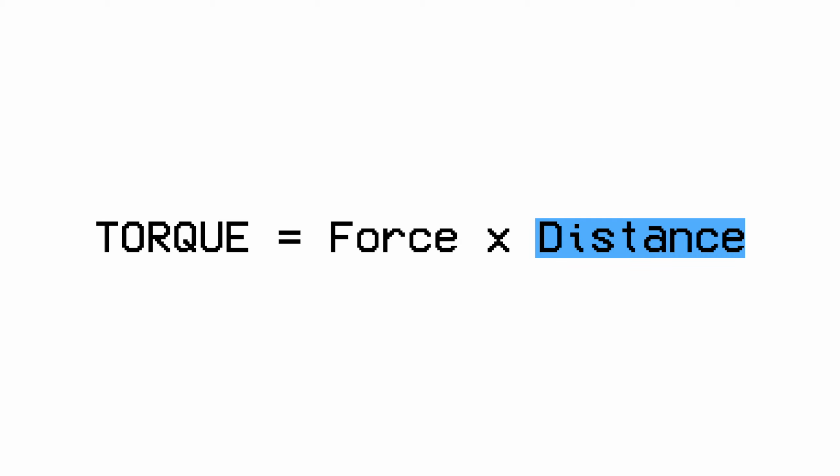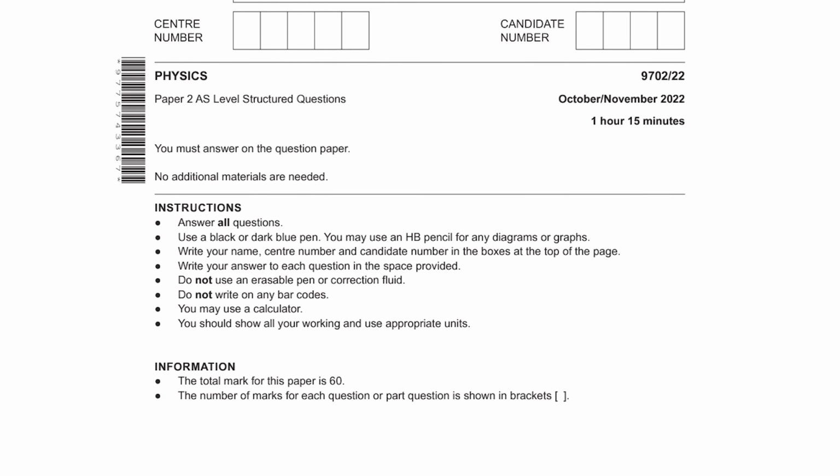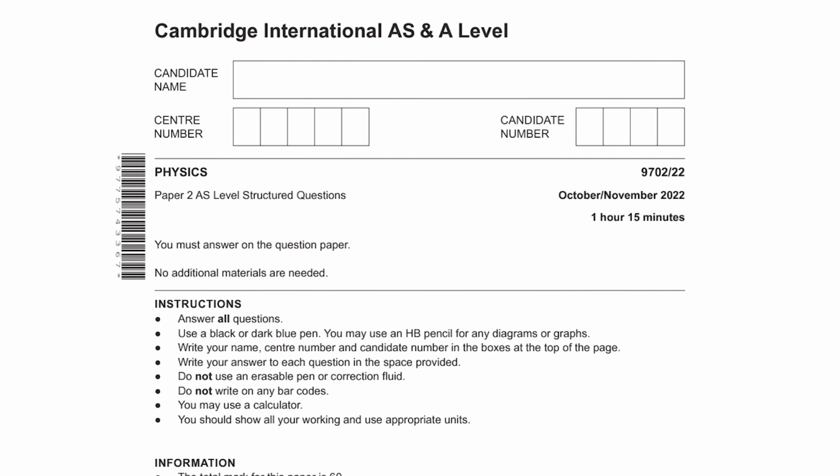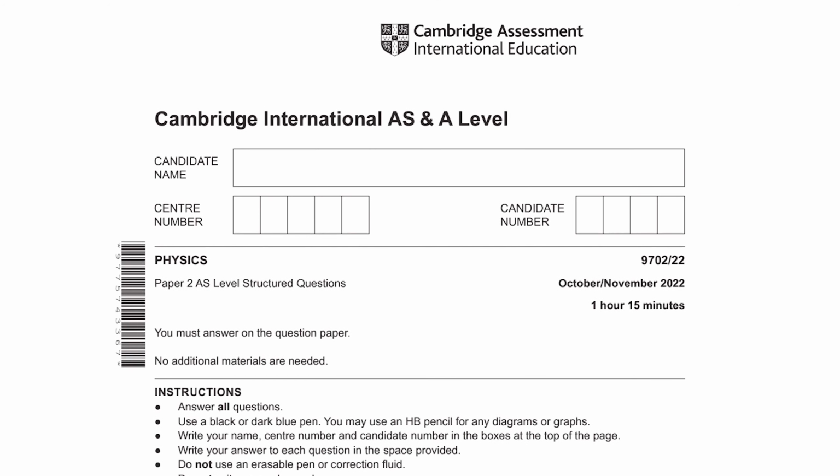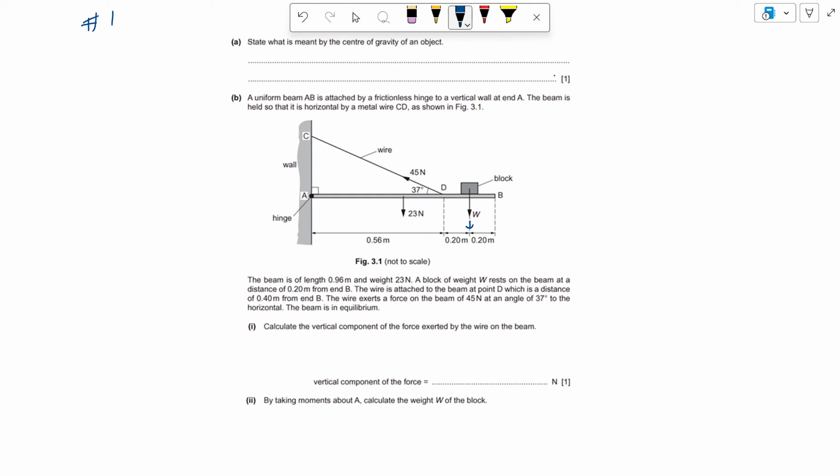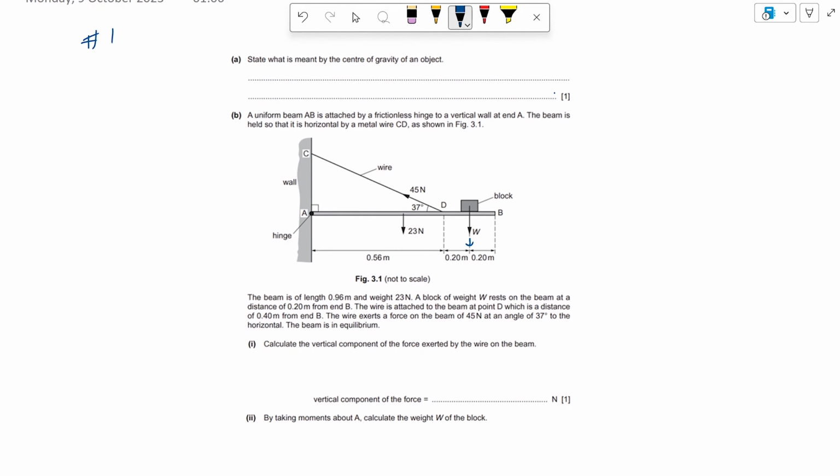And that is all there is to this topic. All you need to know is the formula and how to resolve forces. So, with that being said, let's start working some past paper questions.